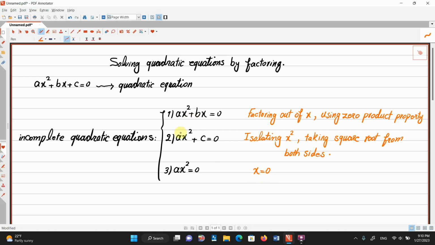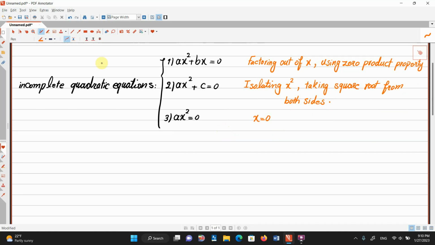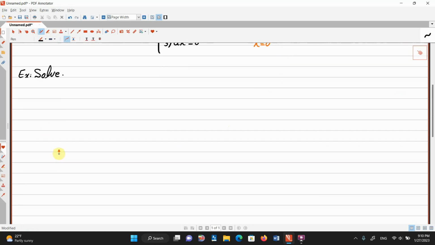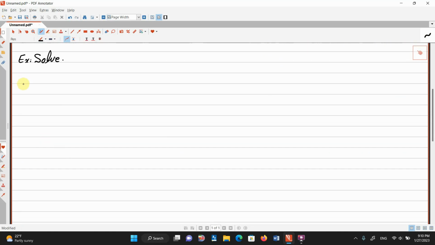Now, we are going to know how we can solve equations of type 1 and type 2 indeed. Let me give some examples. Example, solve. As the first example, I'm going to write this equation. Number 1, 2x squared plus 8x equals 0.